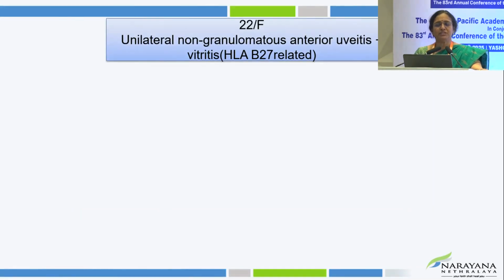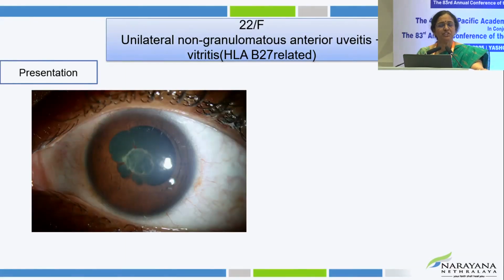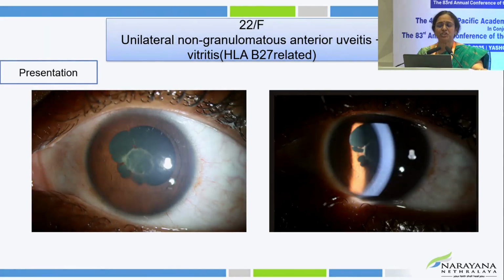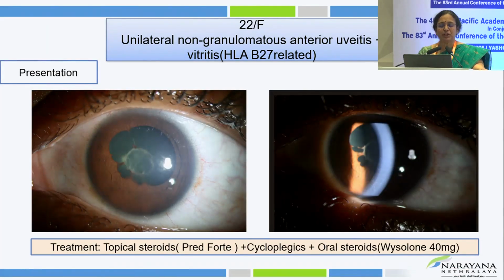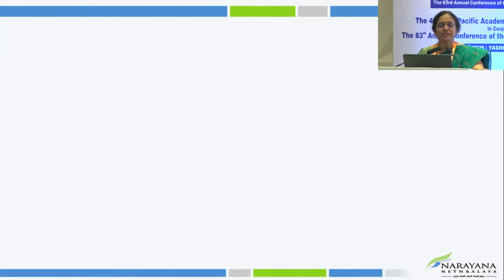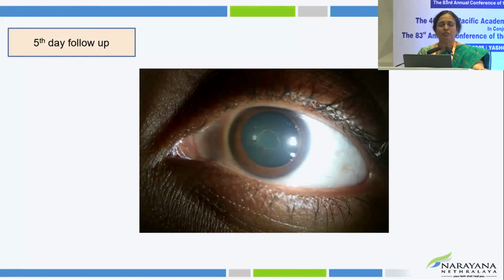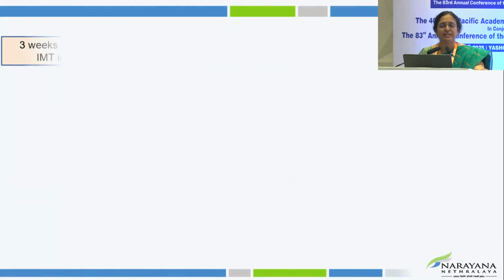The next case is a 22-year-old female with unilateral non-granulomatous anterior uveitis with vitritis. It was again HLA-B27 related. At presentation she had posterior synechiae with fibrinous anterior segment reaction. This particular patient was started on topical steroids, cycloplegics, and also oral steroid because of the structural changes. At the 5th day follow-up, we could see a disappearance of the fibrinous reaction and broken posterior synechiae in the anterior segment.